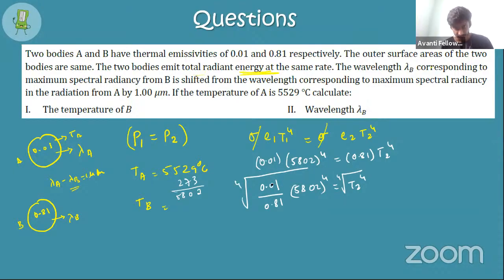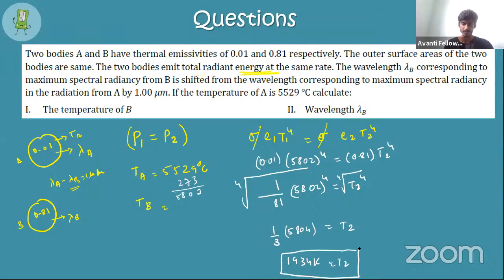Cancel one decimal point, cancel both decimal points, it becomes 81. It is equal to 1 by 81. 1 by 81, fourth root is 1 by 3. Okay, and 5802 to the power of 4 and the fourth root cancel out and become just 5802, and on the other side the fourth root cancels out, becomes T2. Therefore this is almost equal to, let me divide 5802 by 3. So 1934 Kelvin is the temperature of 2. So this is how you find T2.